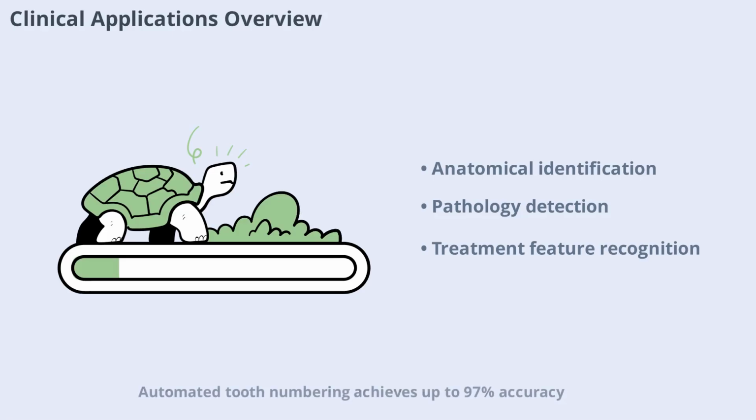Automated tooth numbering achieves up to 97% accuracy, while pathology detection for caries, periodontitis, and periapical lesions reaches near-perfect sensitivity and specificity. AI also identifies dental treatments such as crowns, pontics, and fillings, supporting forensic and treatment planning needs.